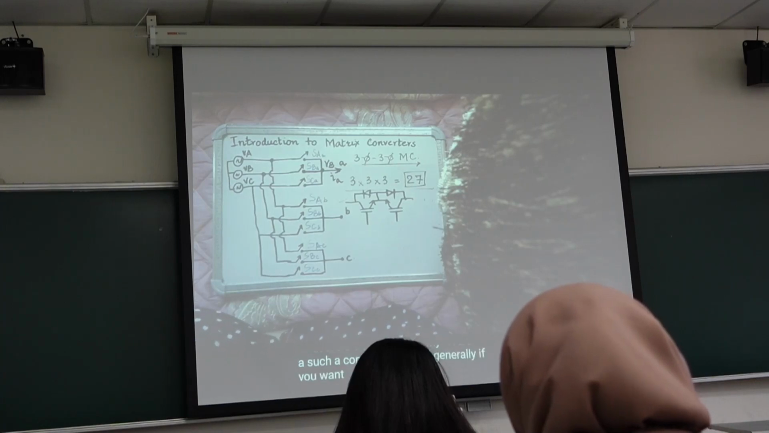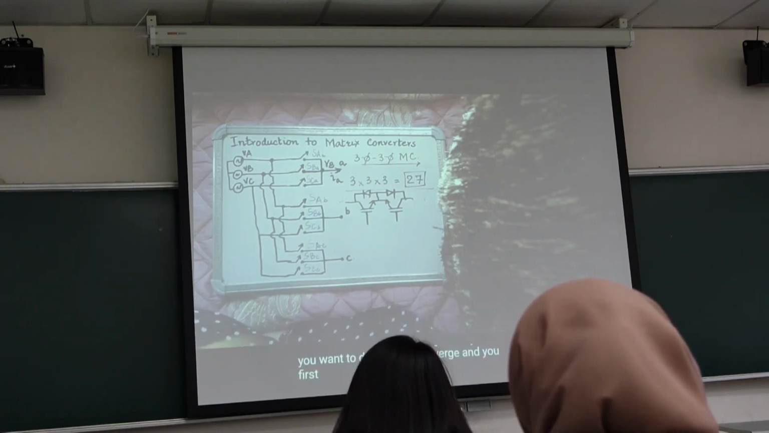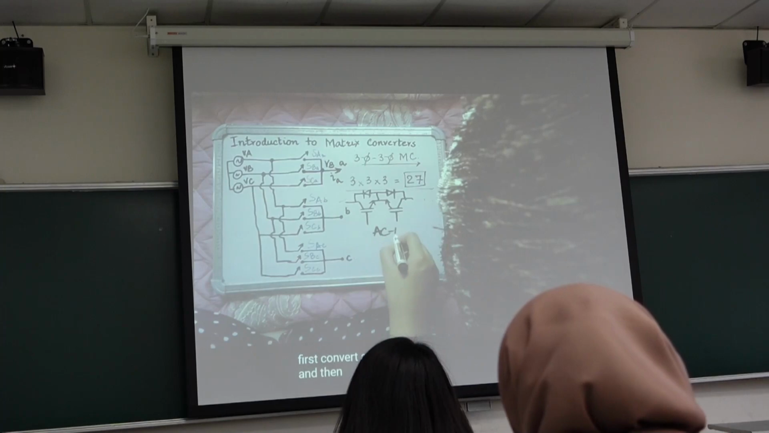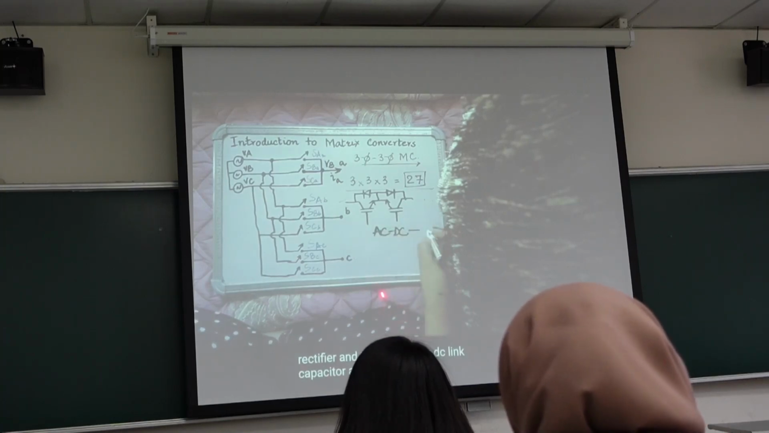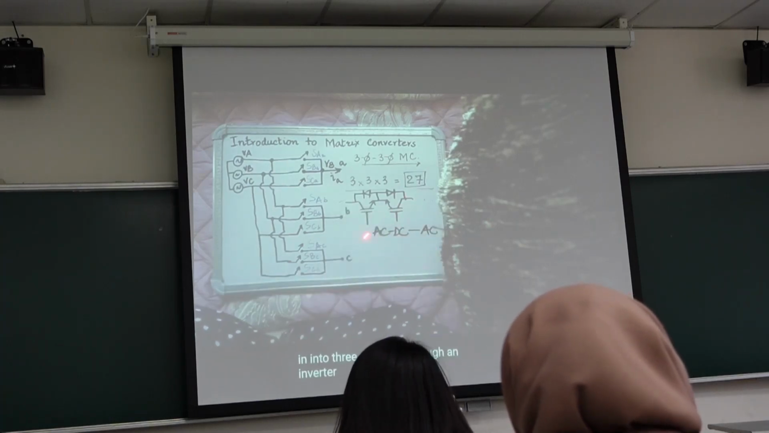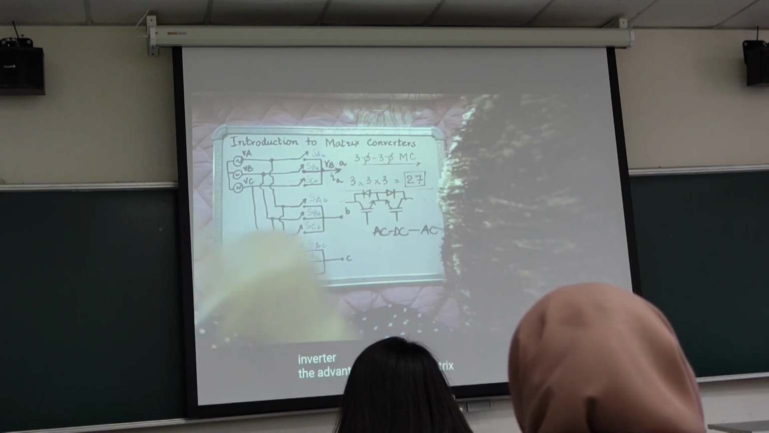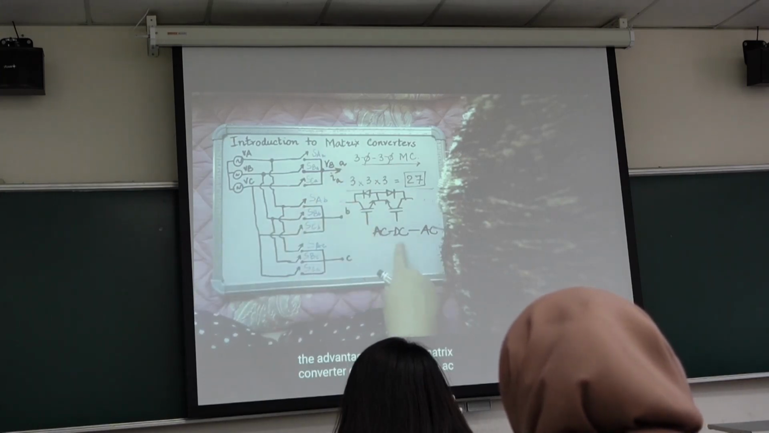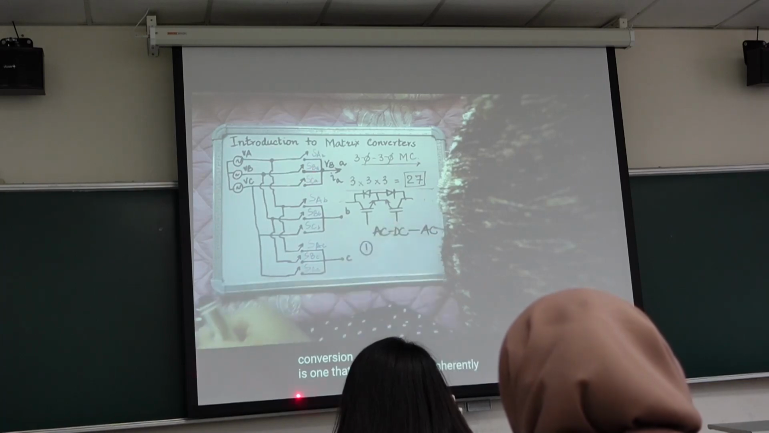Generally, if you want to do AC to AC conversion, you convert AC to DC, then use a DC link capacitor, and then DC to AC. In general, we use AC to DC and DC to AC. This is simple. The advantage of using a matrix converter over the two-stage AC-DC-AC conversion is that it is one stage. So what is the advantage? This method is inherently bidirectional.